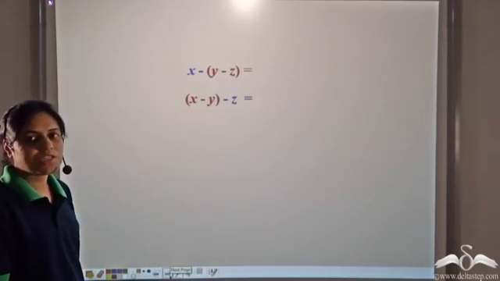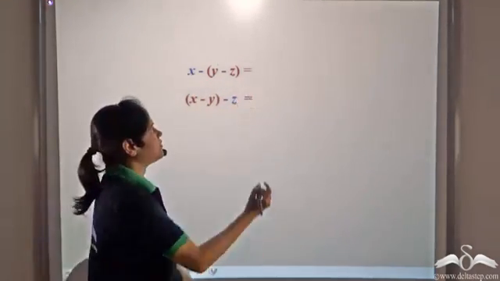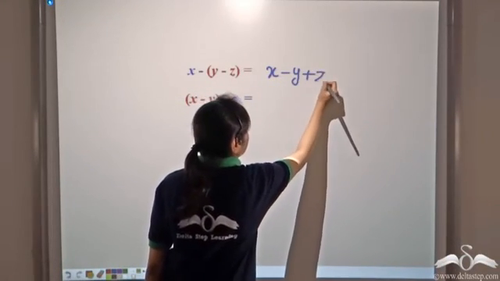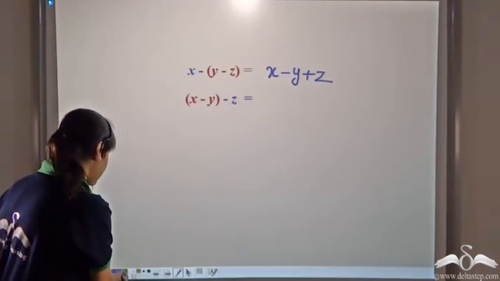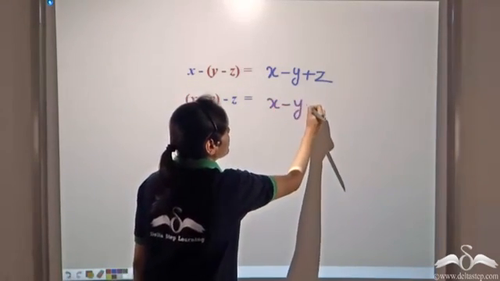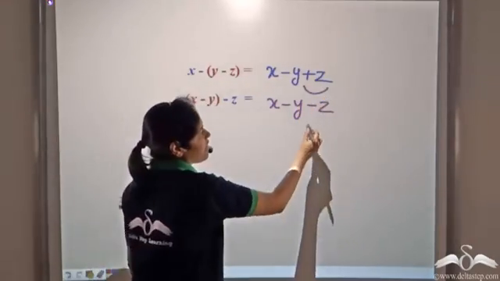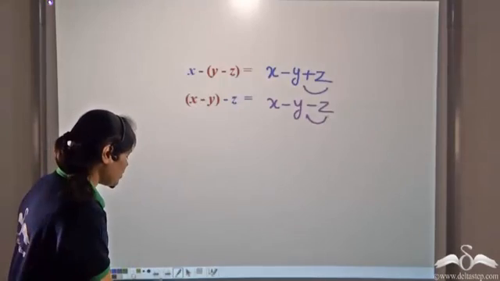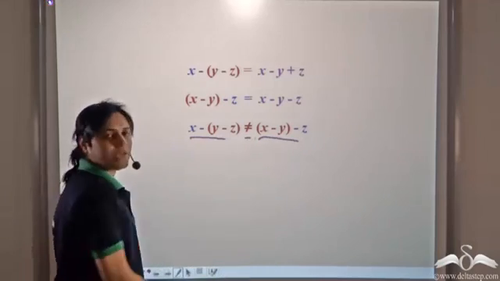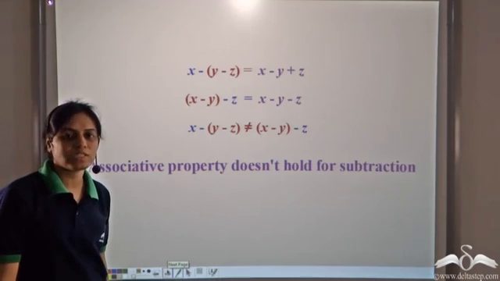Coming to subtraction, what does it give us? x minus y minus z. So when we open the bracket, we get x minus y plus z. And here we get x minus y minus z. So we have a plus z here and we have a negative z here. So these are 2 different things. So we see that these 2 are not equal. So we can say that associative property does not hold for subtraction.